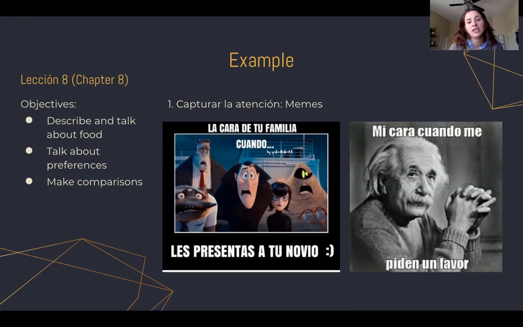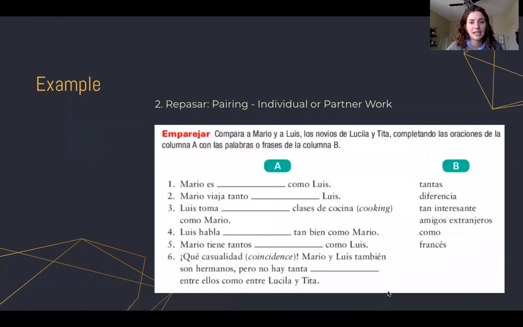So to start, I usually like to capture the students' attention. And for this lesson plan, I did it with memes. This was just a little bit of a review as well as pronouns. So, for example, the your family's face when you present your boyfriend, kind of funny, kind of relatable. My face when they ask me for a favor. So, just a little bit of review and just something to grab their attention.